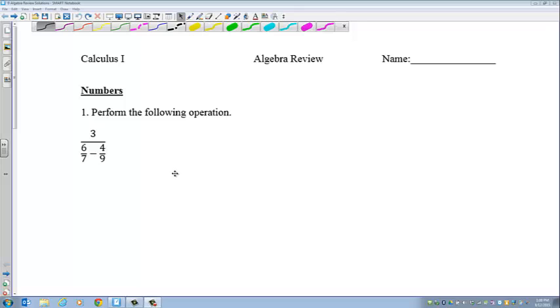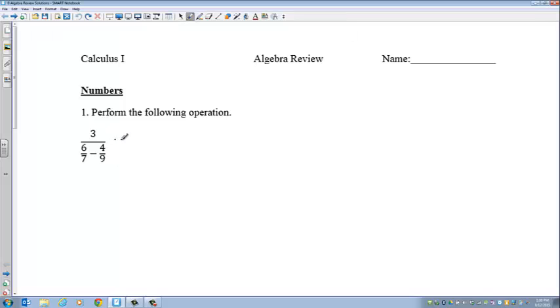So this is the algebra review, and we're going to start with this first problem, which involves numbers here. And so we want to do 3 divided by the quantity 6/7 minus 4/9. To do this, the first thing you need to do is find a common denominator on the bottom here. So it's the same thing. We're just going to leave the 3 alone, 3 divided by. And finding a common denominator is a very simple thing, just 7 here and a 9 there.